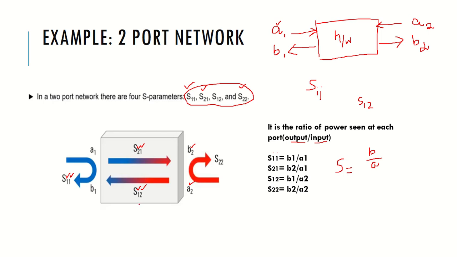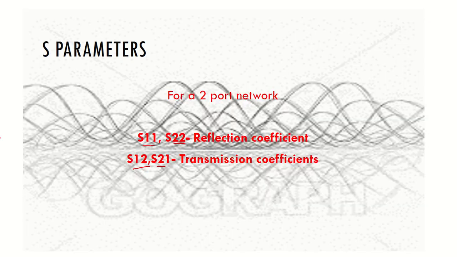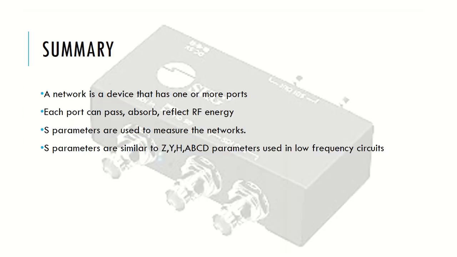What about S21 and S12? S21 means input is given at A1. It goes through the network, and we measure at B2. Here input is given at A2. It goes through the network, and we measure at B1. So these two are called the transmission coefficients. Thus, S11 and S22 we call the reflection coefficients. S12 and S21 are called the transmission coefficients.